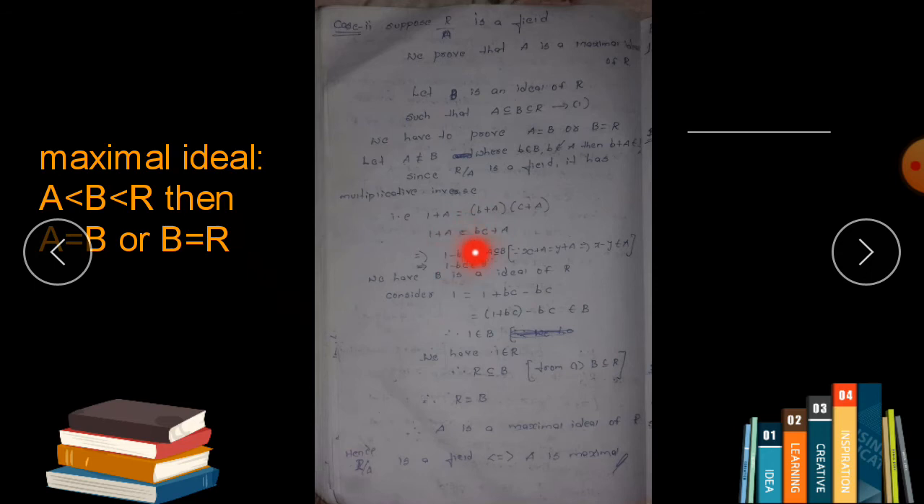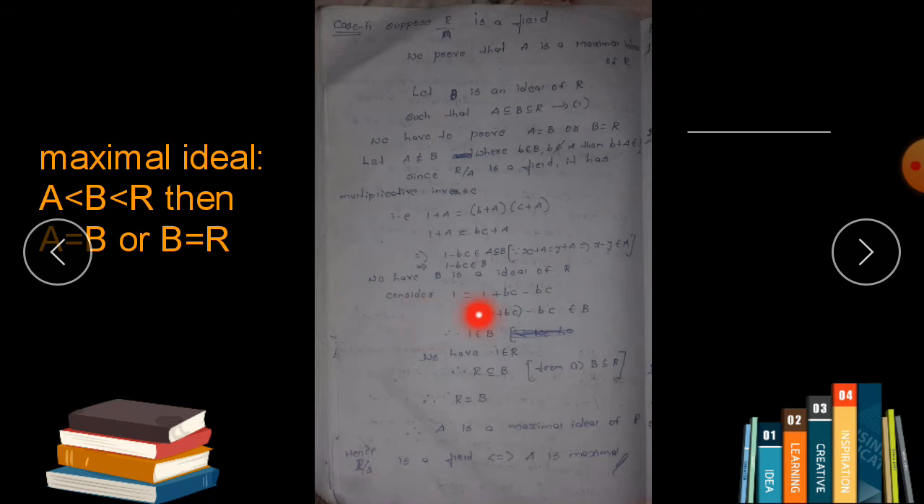1 + A equals, using the multiplication property, bc + A. That implies, since x + A = y + A means x - y belongs to A, we use this property here. That implies 1 - bc belongs to A, and A is a subset of B, so we can write 1 - bc belongs to B. Since B is an ideal, bc belongs to B as well.